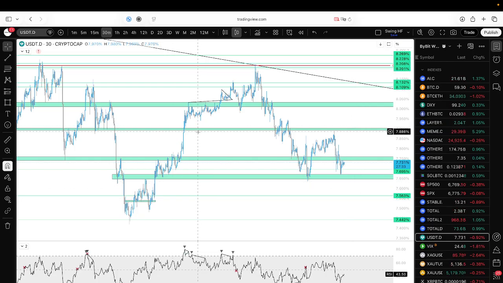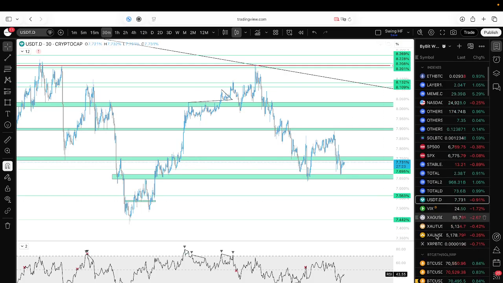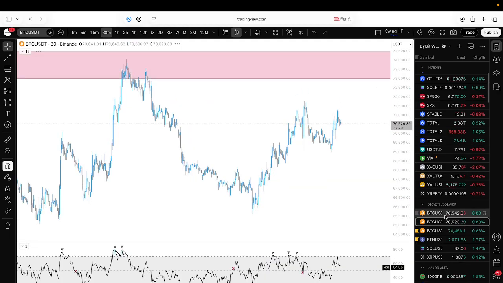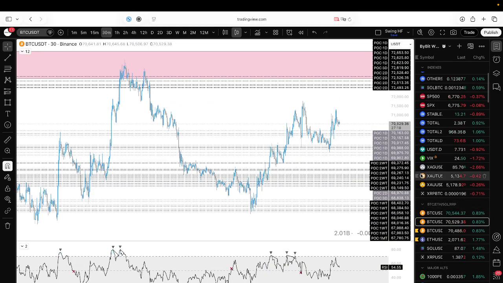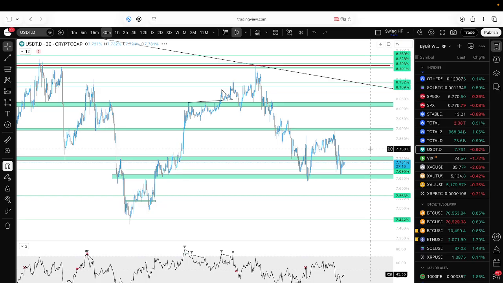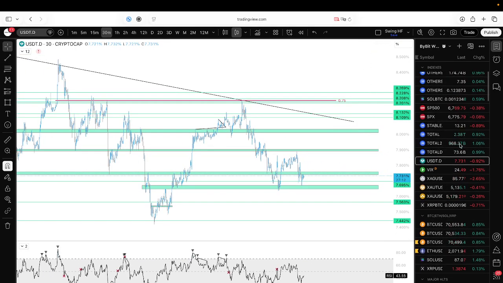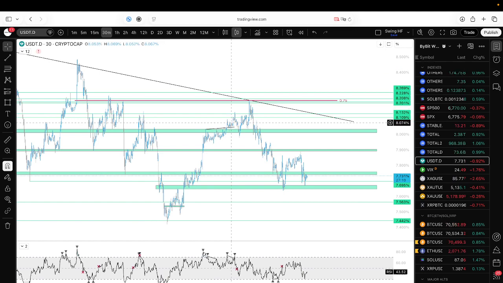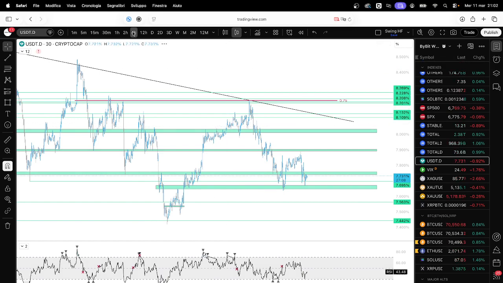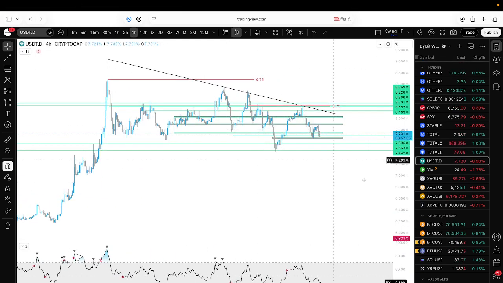So, if you wake up in the morning, the first thing you need to do is drink a coffee, then go on the chart. But the first thing you need to look at is not Bitcoin. In my opinion, this is maybe the third one. It's USDT dominance or stable dominance. You can choose. I like to see everything with USDT dominance. You can go on 1 hour, 4 hour.